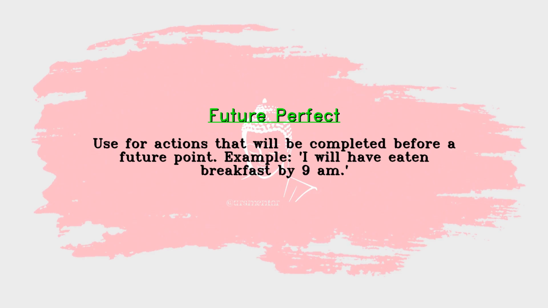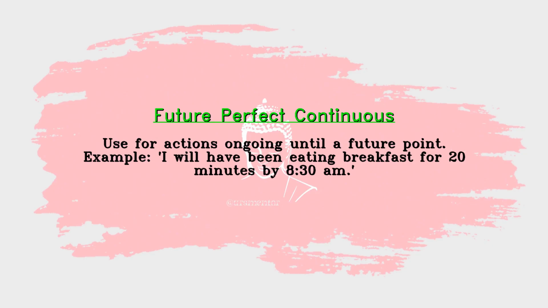Future perfect. Use for actions that will be completed before a future point. Example, I will have eaten breakfast by 9 a.m. Future perfect continuous. Use for actions ongoing until a future point. Example, I will have been eating breakfast for 20 minutes by 8:30 a.m.